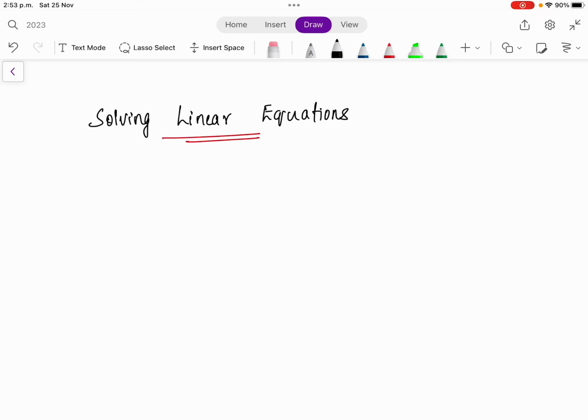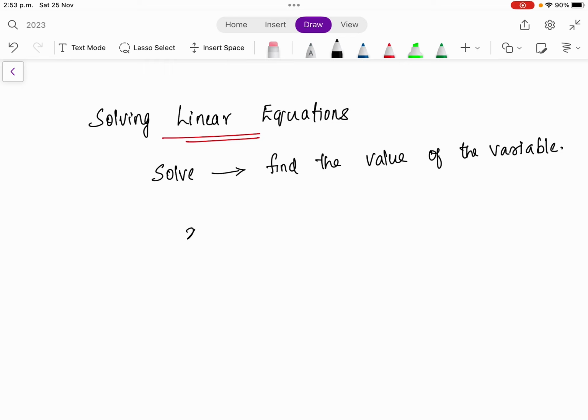Let's learn how you can solve linear equations. Whenever you say the word solve, you have to find the value of the variable. So if the variable is x, you have to find the value of x, or if the variable is y, you have to find the value of the variable y. So you have to find the value of the unknown variable which is expressed in the equation.